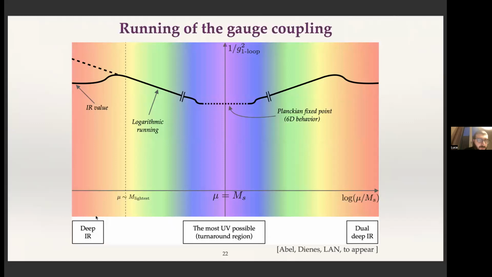So if we start from the deep IR, we see that the dashed line corresponds to the logarithmic blowing up, and the IR value is precisely the decompactified one, so the log of the ethos. If we increase the energy scale a bit, going from the deep IR, at a certain point we hit the lightest state of the theory. And then it starts an EFT approximation, an EFT regime.